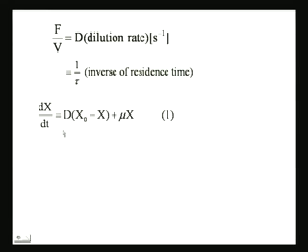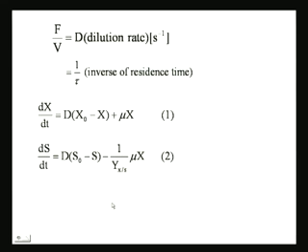So, when you do that, you can put dx/dt equals dilution rate D, instead of 1 over tau. In this course, we will use the dilution rate D instead of the residence time. So, dx/dt is D times (x naught minus x) plus mu x, and ds/dt is D times (s naught minus s) minus mu x over y. Fine.